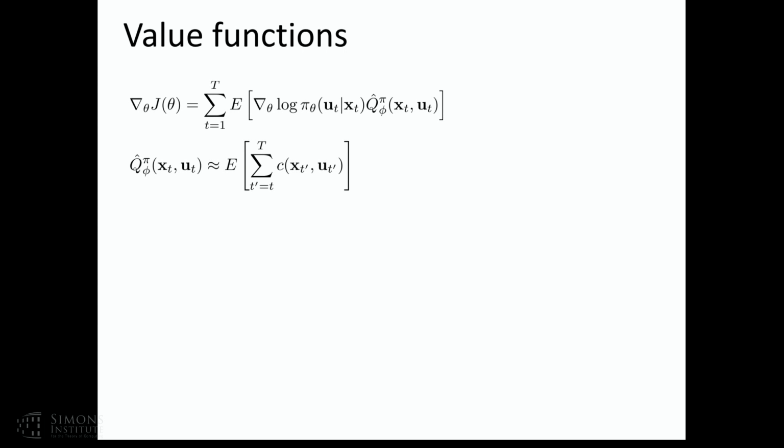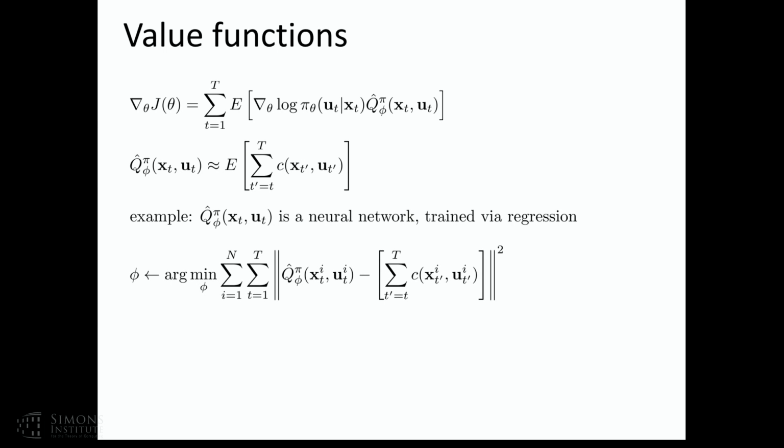So we can say, okay, we'd like our estimated Q values to be close to this expectation of costs, and we can just do this with regression. One way we could do it is to just run our policy and regress to those sums of costs. Or we can use the identity that I showed before, where the Q function is the current cost plus the next Q function, and get an even better objective for training these Q values.